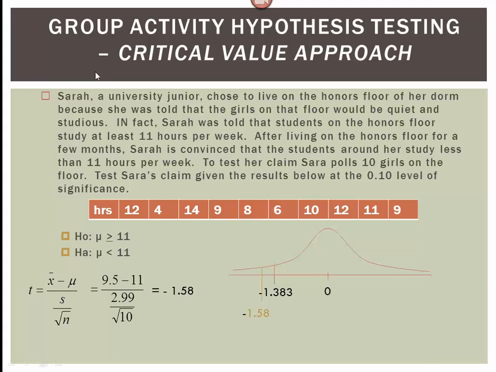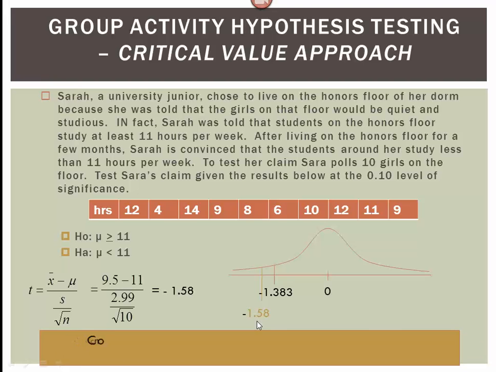This is using the critical value approach. Sorry, I was thinking we were doing t-values. This is the t critical value, and then here is my test statistic value. I got out of order there. So we see that with this critical value of negative 1.383, my test statistic surpassed that and fell into the rejection region. And so our conclusion is to reject the null.